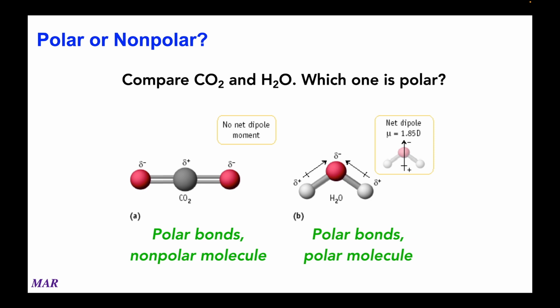Now, each carbon-oxygen bond is polar. Oxygen pulls a lot more. It has a bigger electronegativity than carbon. However, the pull to the right is canceled by the pull to the left, if you will. So the overall molecule is nonpolar. So you can have polar bonds, but a nonpolar molecule.